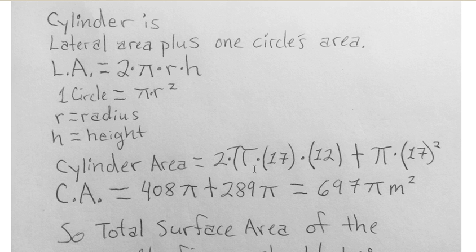Put it all together. Sorry, my pi looks a little funky. It was going to be a parentheses, but my brain got stuck. 408 pi plus 289 pi equals 697 pi. Keep your units, meters squared.